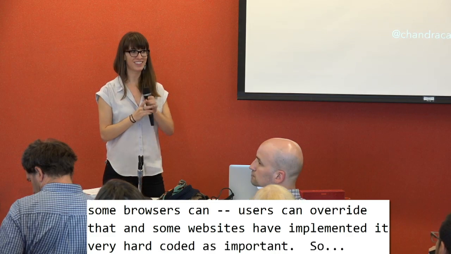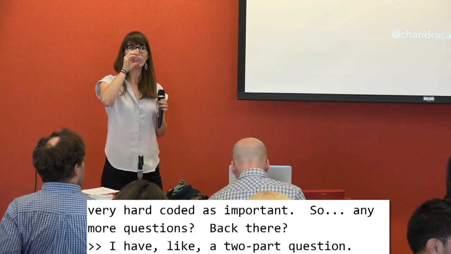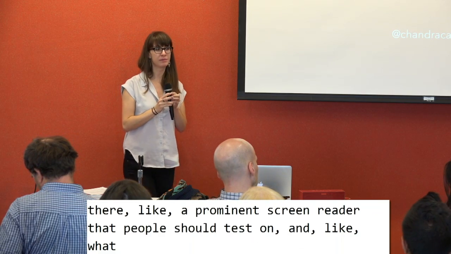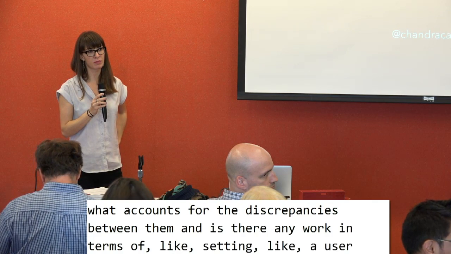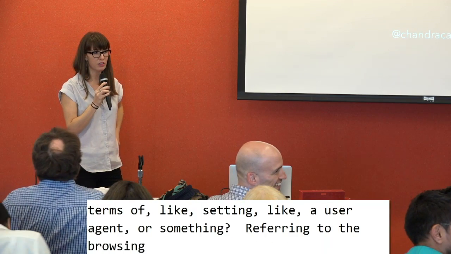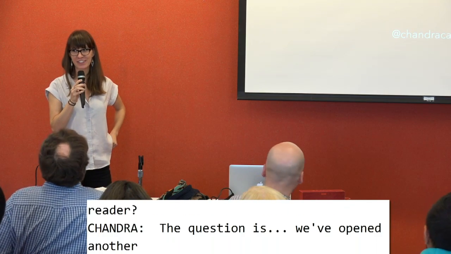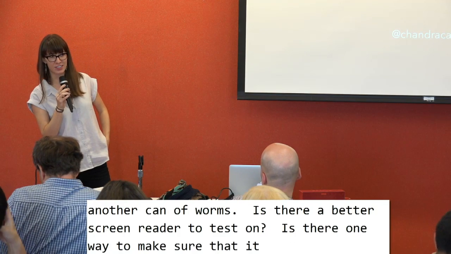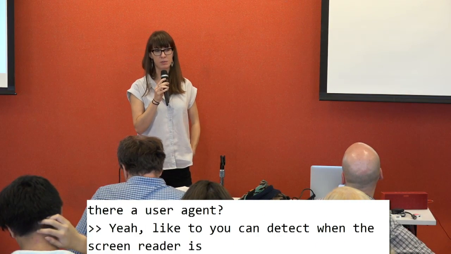Any more questions? Back there. I have a two-part question. Is there a prominent screen reader that people should test on, and what accounts for the discrepancies between them? And is there any work in terms of setting a user agent or something when it comes to browsing the internet with a screen reader? We've opened another can of worms. Is there a better screen reader to test on? Is there one we should make sure works? And is there a user agent, so you could detect whether a screen reader is being used?